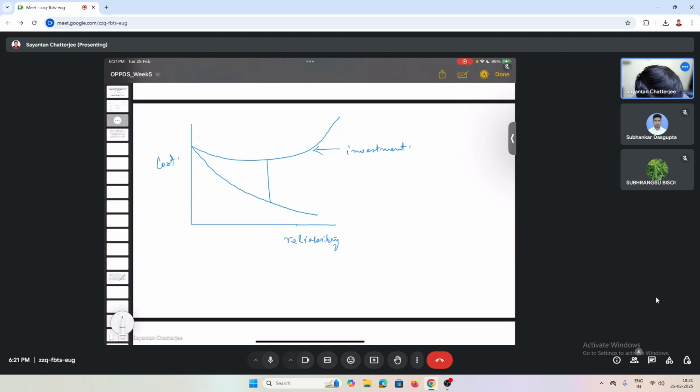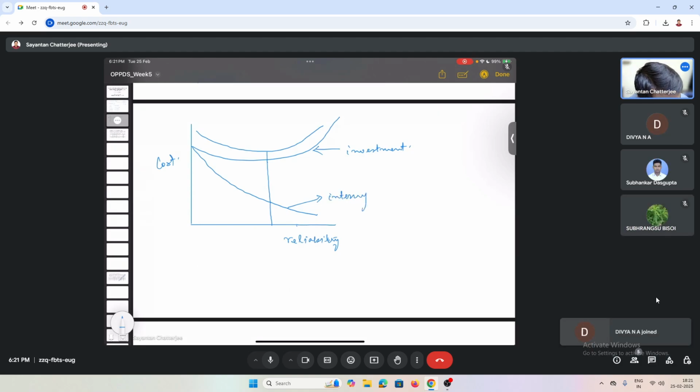So when we frame the generalized cost curve based on the optimal point, so that the cost of investment and interruption cost, since the interruption... interruption cost. So this is the optimal cost at which the system reliability would be ensured.